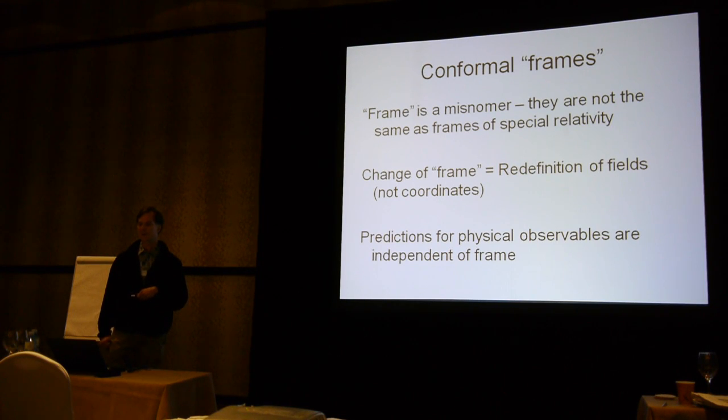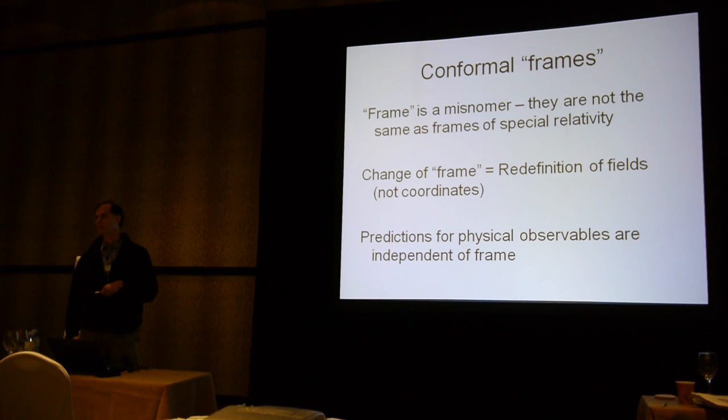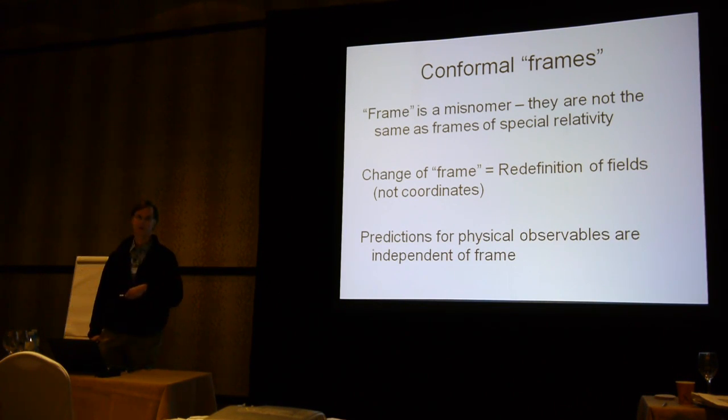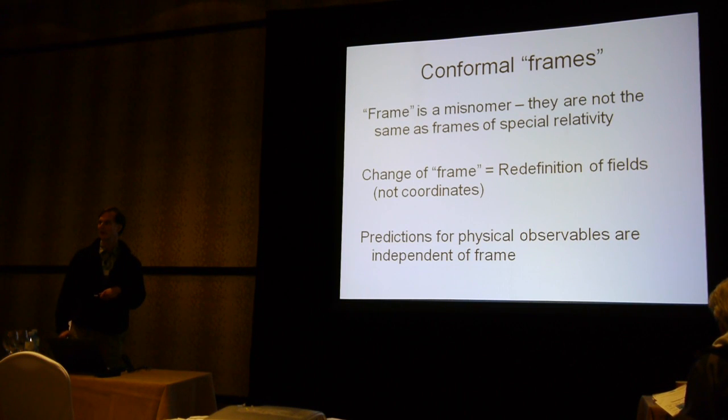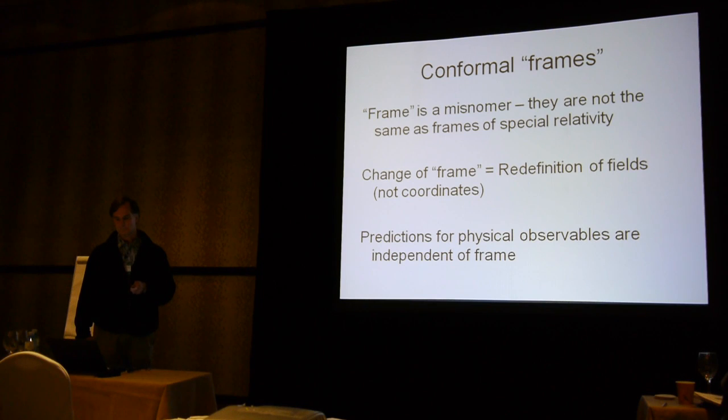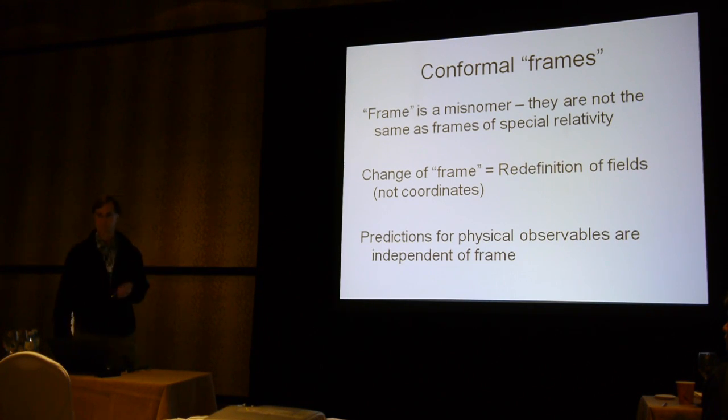They're not just frames of special relativity. In special relativity, when you change frames, you are changing coordinates. You're changing the space-time, the way you label points in space-time, but you're not changing the fields defined on space-time. You have an electromagnetic field, you haven't redefined that. You have a Riemann tensor, you haven't redefined that. In this case, we're not changing the coordinates, we're actually changing the fields on the coordinates.